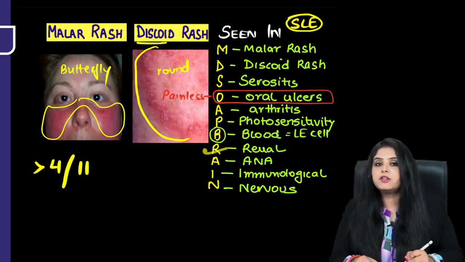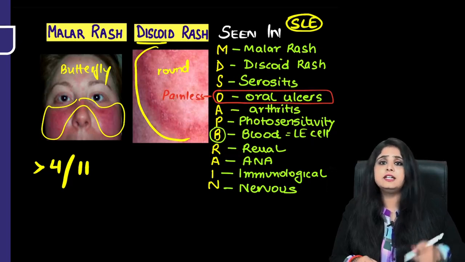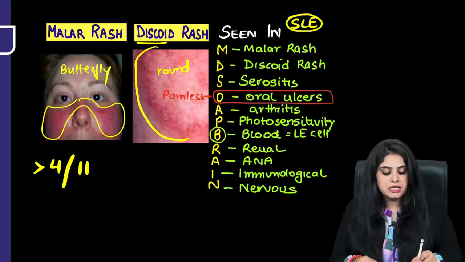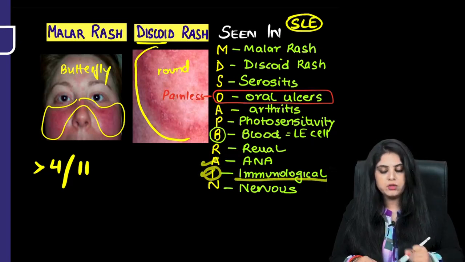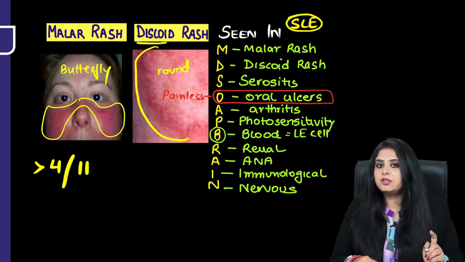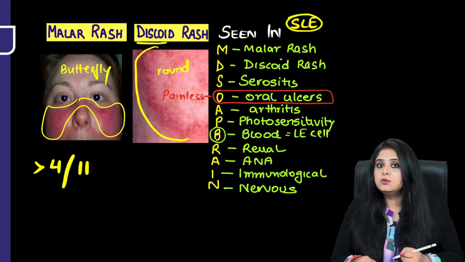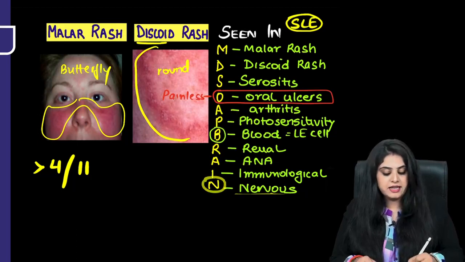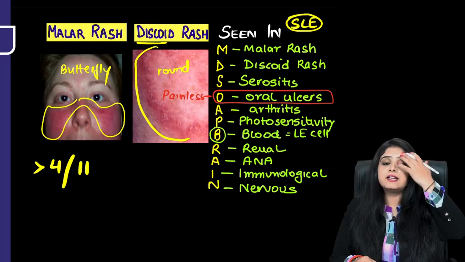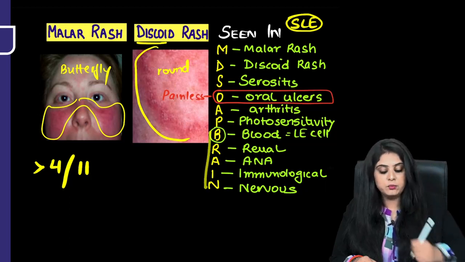What do you see? R for renal. Of course, SLE can involve the kidney. I've shown you images in the kidney part. I for immunological. We've done a list of all the antibodies under the rapid review, but which is the main immunology that you have? Anti-nuclear antibody. And finally, the N for nervous system. Patients can have psychosis, so that is MD SOAP brain.